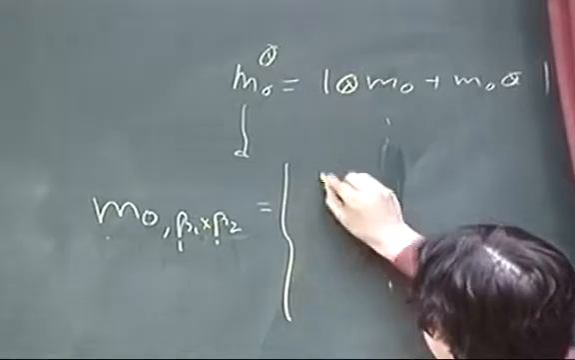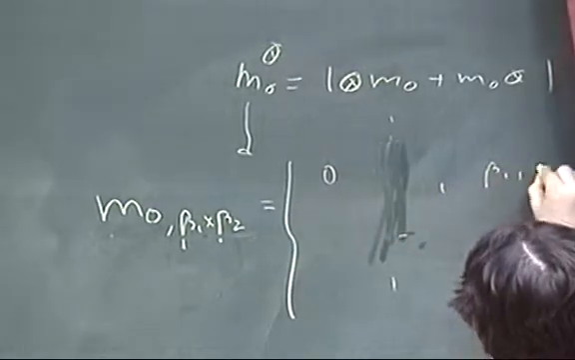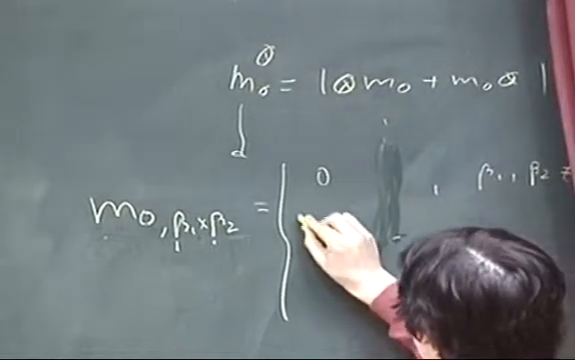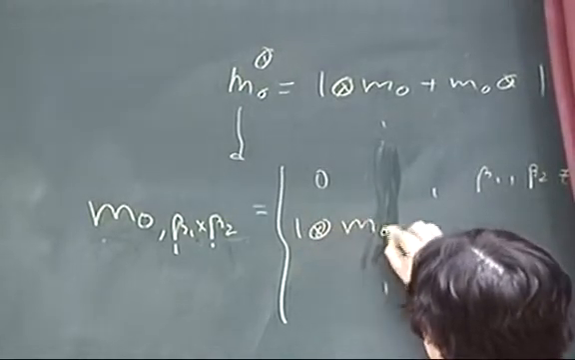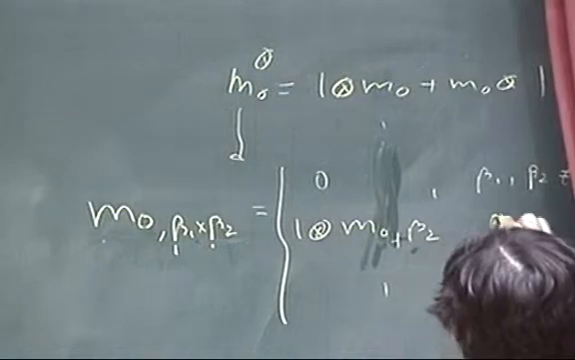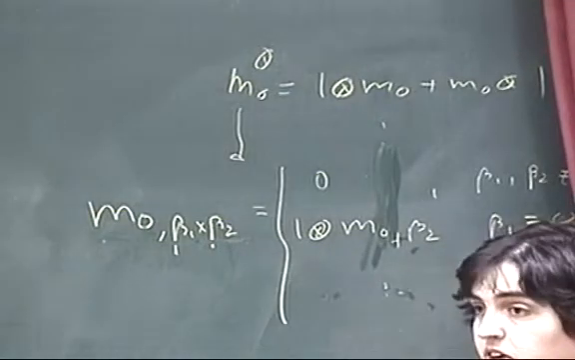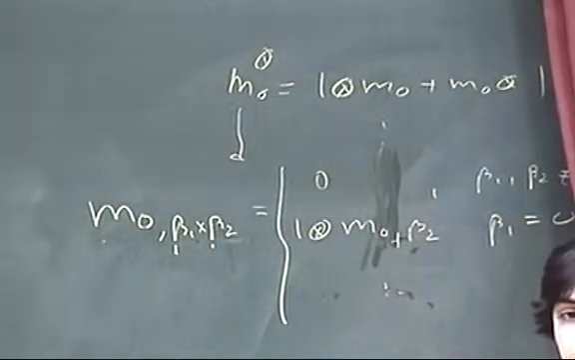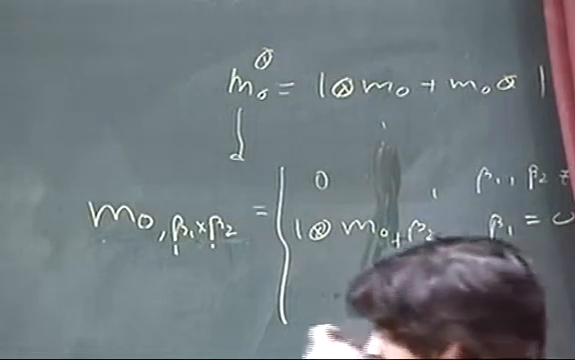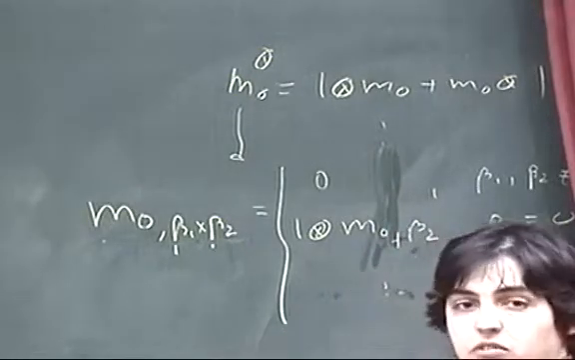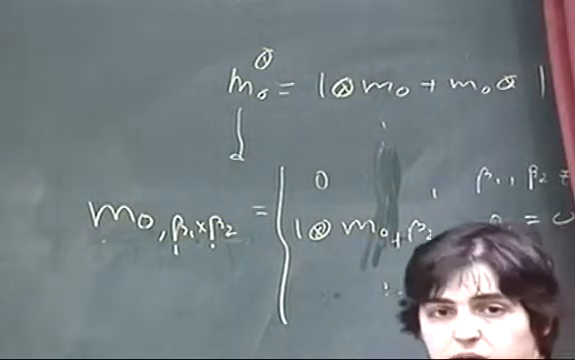So what this is, is 0 if beta 1 and beta 2 are both non-zero, and it's one tensor M0 beta 2 if beta 1 is 0, and the symmetric. And the same thing for M1. In the higher ones, you just add over all possible ways of splitting the betas on each side.